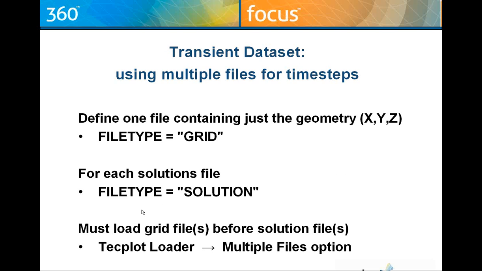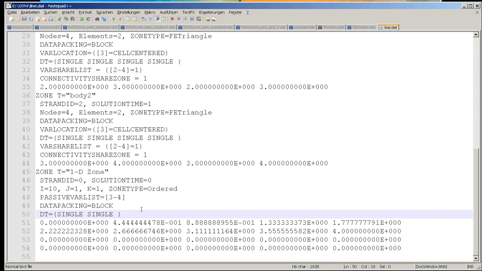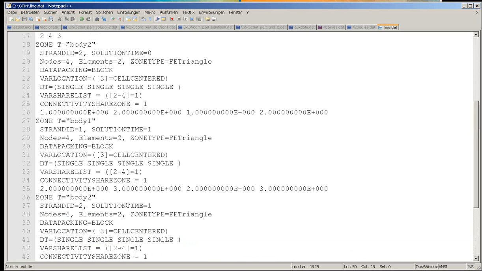So far we have assumed that all time steps for a transient dataset are included within a single file, but you probably will have one time step, one file. In order to avoid repeating the grid definition in the beginning of each file and thus creating lots of memory, there is a possibility to write out the grid separately and the solution files for each time step separately.